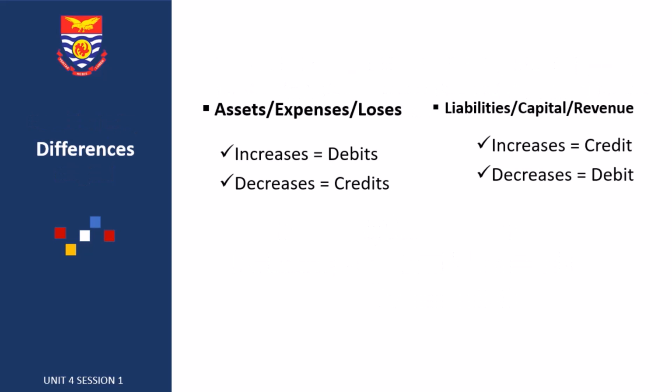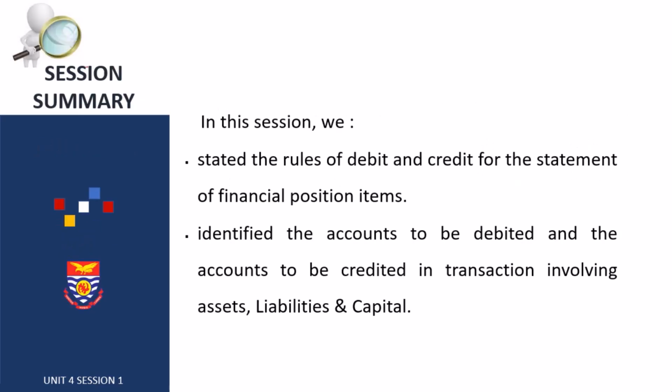In a nutshell, for assets, expenses, and losses, increases are debited while decreases are credited. On the other hand, for liabilities, capital, and revenue, increases are credited while decreases are debited. In this session, we stated the rules of debit and credit for the statement of financial position items and identified the account to be debited and the account to be credited in transactions involving assets, liabilities, and capital.